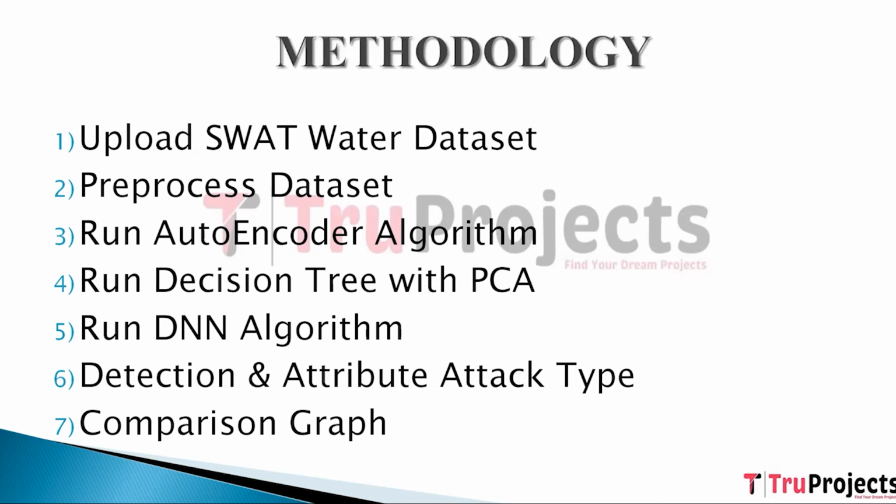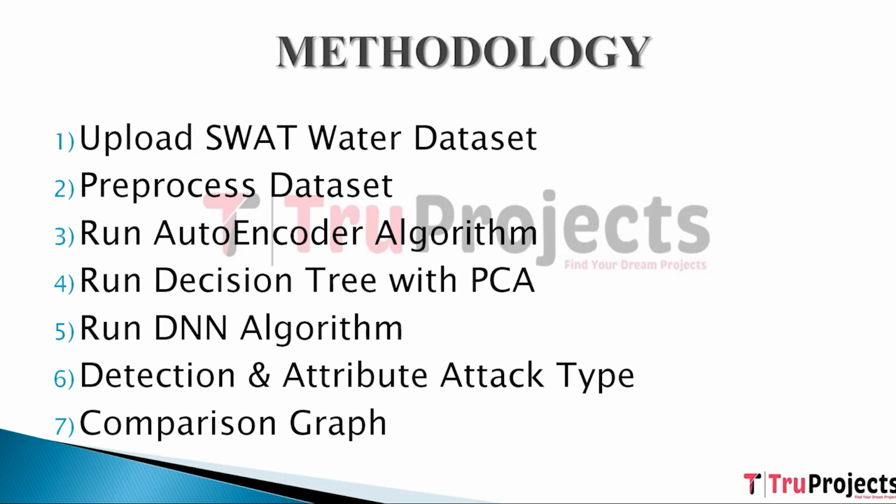Principal Component Analysis. PCA is a dimensionality reduction technique that transforms data into a new coordinate system. Applying PCA before using a decision tree model can help mitigate the curse of dimensionality and improve the model's efficiency and generalization. The decision tree classifier could be trained on the PCA transformed features to identify anomalous patterns indicative of cyber attacks. Fifth module is Run DNN Algorithm.